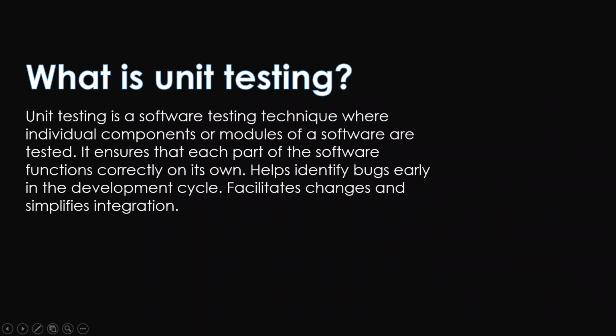Unit testing is a software testing technique where individual components or modules of a software are tested. It ensures that each part of the software functions correctly on its own, and it also helps identify bugs early in the development cycle and facilitates changes and simplifies integration.